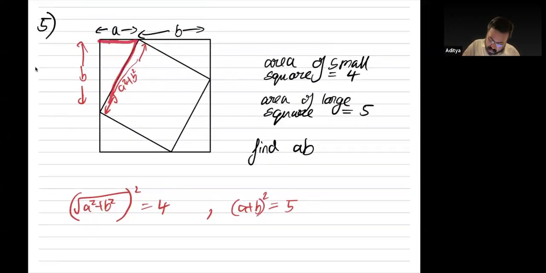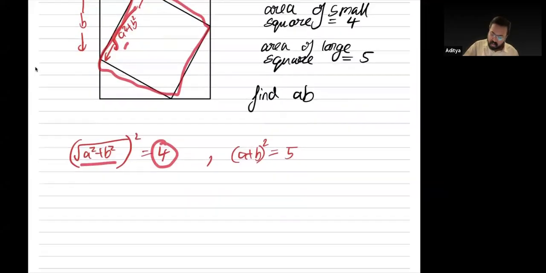This is a right triangle. So we have one side as A, another side as B. It is known to us that the hypotenuse will be square root of A square plus B square, or the area of this entire square will be 4, and that will be A square plus B square.